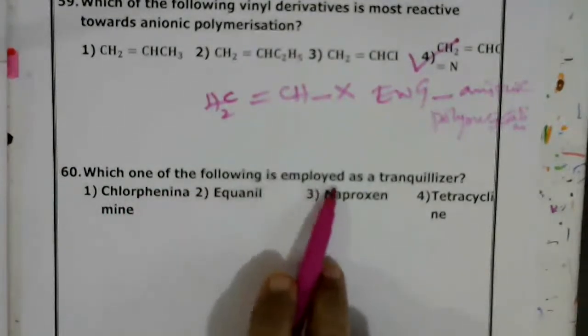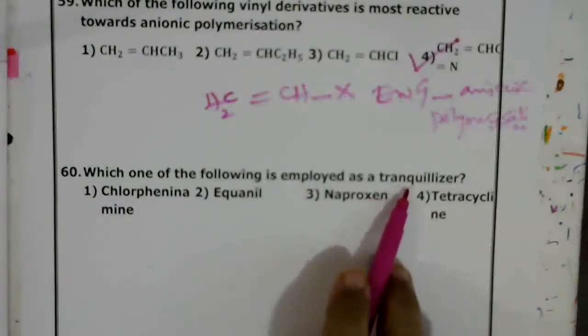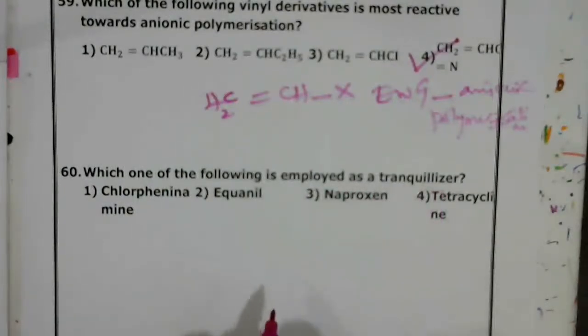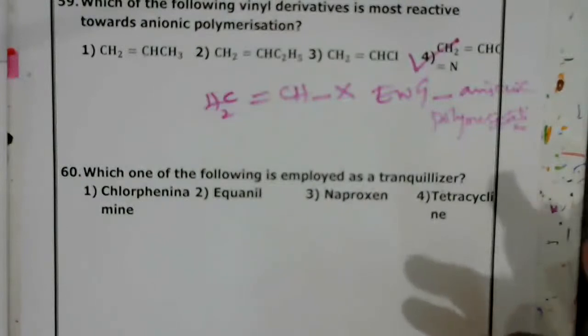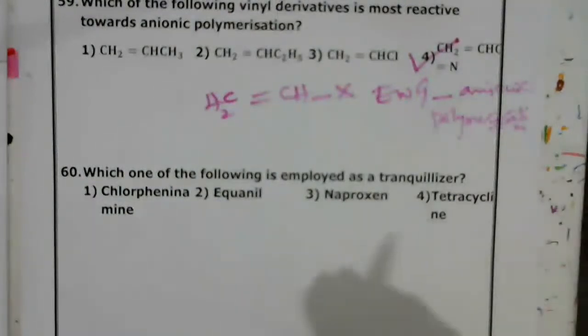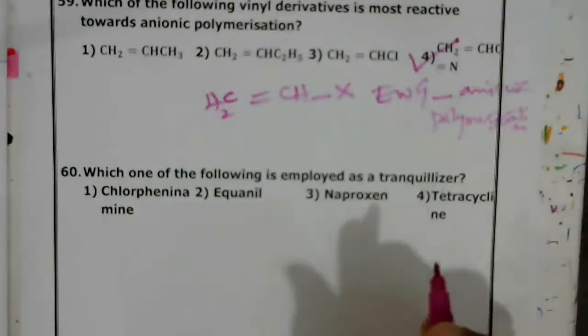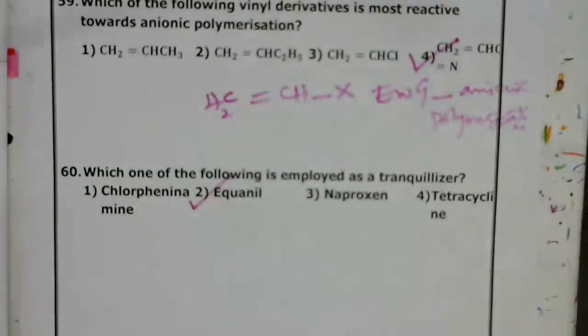Question number 60. Which one of the following is employed as a tranquilizer? Tranquilizer means what? It is used for what, children? It is used for mental depression, mental diseases. Those who have central nervous system problems need peace of mind. That way they are given it. This completes the question paper.